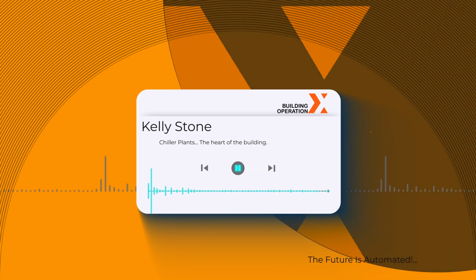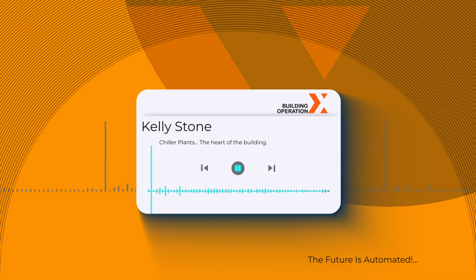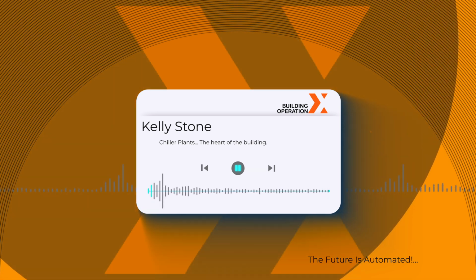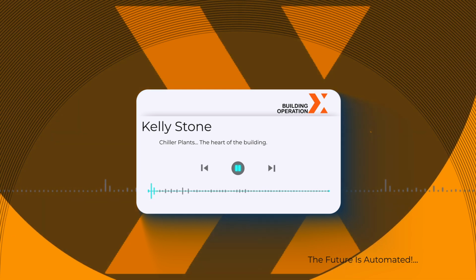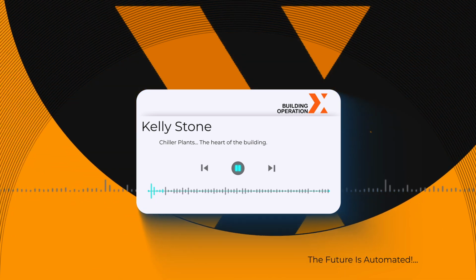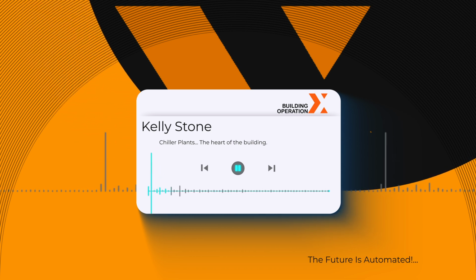But before we get carried away with all this futuristic tech, let's bring it back down to earth for a moment. I imagine there are some practical challenges to implementing these advanced technologies, right? It can't all be sunshine and rainbows. You're absolutely right. While these technologies offer incredible potential, there are some real-world hurdles we need to address. One of the biggest challenges is data integration.